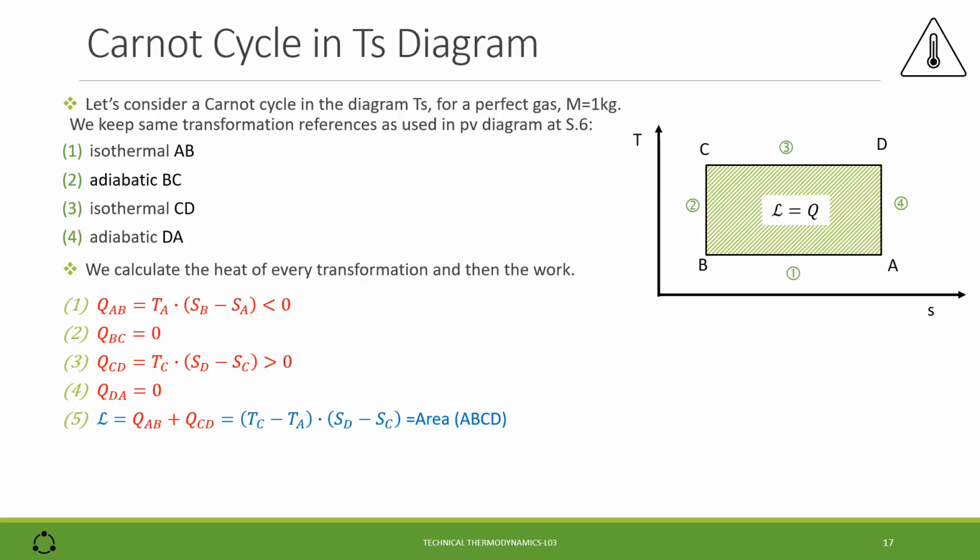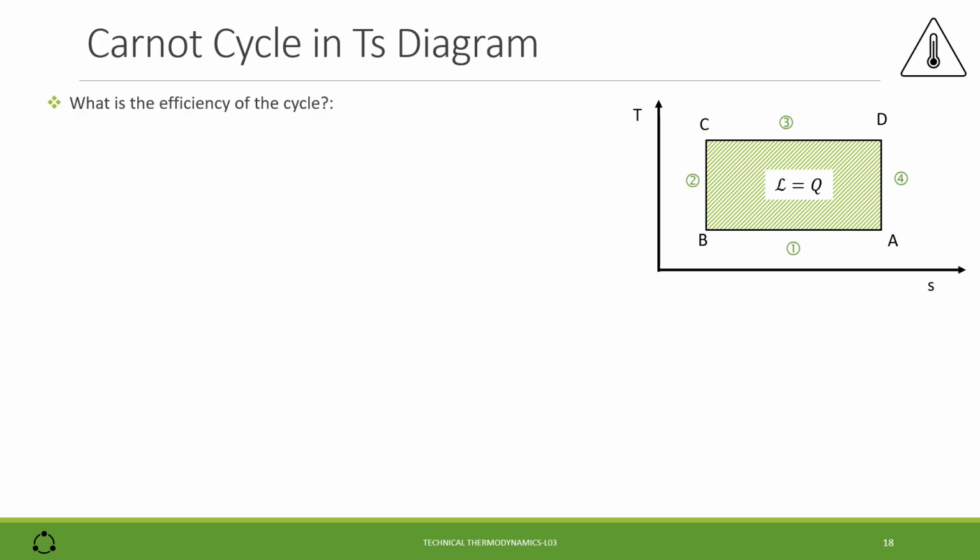The thermodynamic work is the sum of the heats of all the transformations, but since we have only two non-zero transformations, we consider only the QAB and QCD, and it is given by this expression. We can recognize this is the area of the cycle ABCD. What is the efficiency of the cycle?